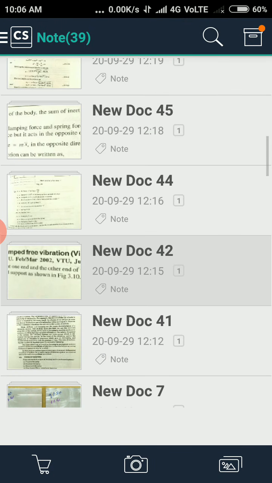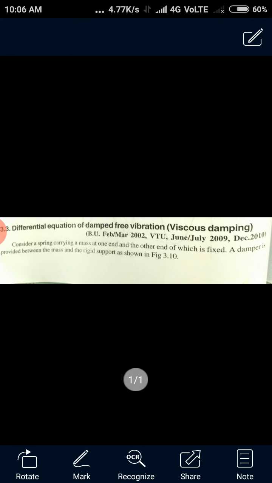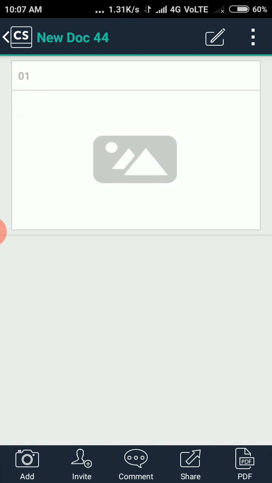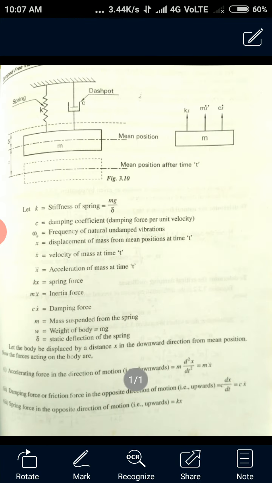For that, you can see here this question: the differential equation of damped free vibration, or viscous damping, which has one more name, viscous damped. It has been asked a lot of times in the examination. So you have to do this derivation, it's very important. Again, consider the spring mass damper system as shown in the figure.